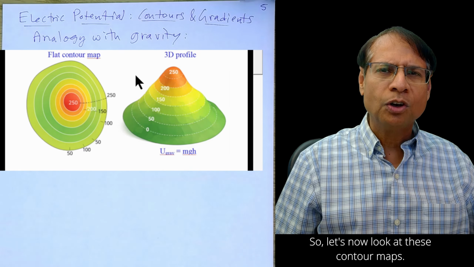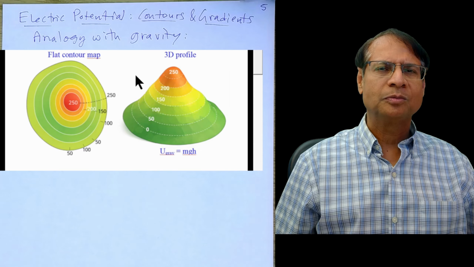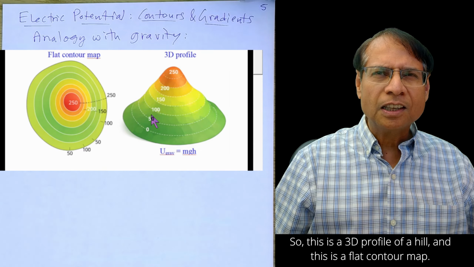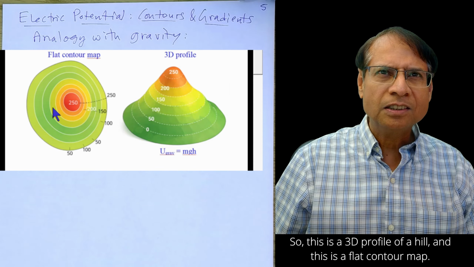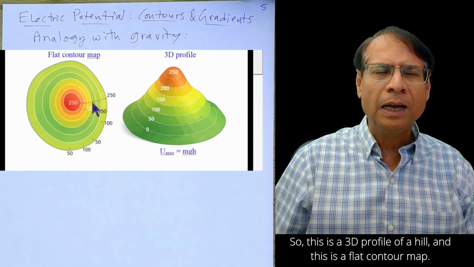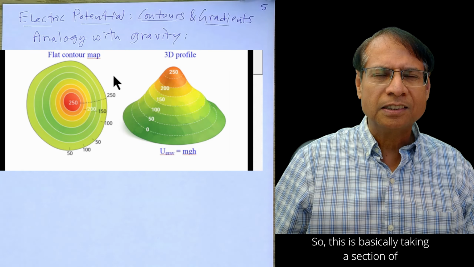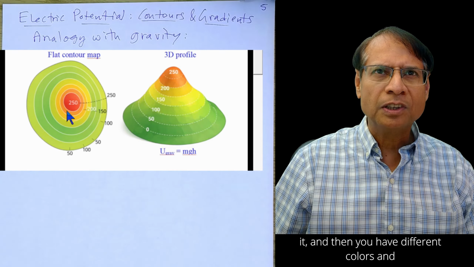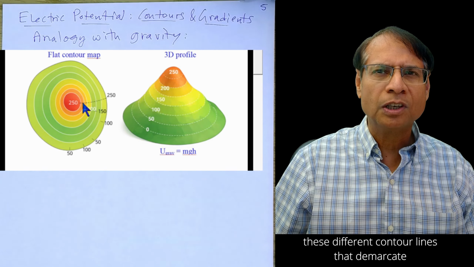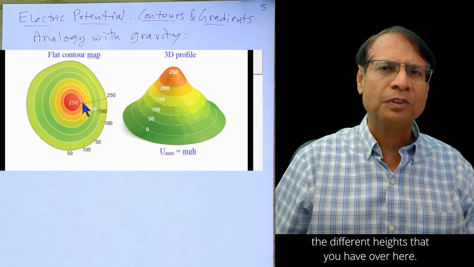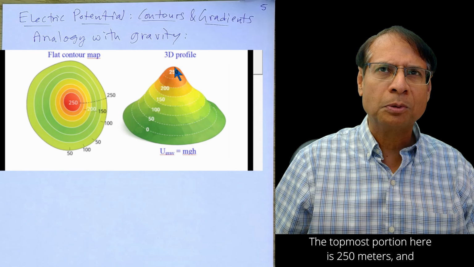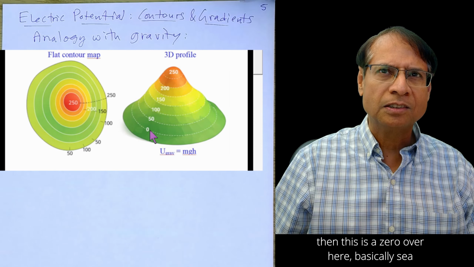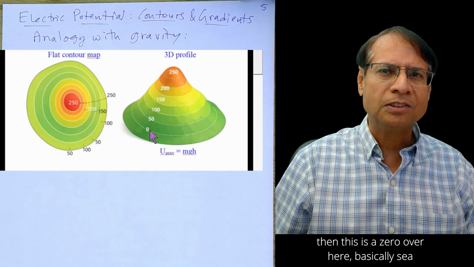So let's now look at these contour maps. This is a 3D profile of a hill, and this is a flat contour map. This is basically taking a section of it, and then you have different colors and these different contour lines that demarcate the different heights. The topmost portion here is 250 meters, and this is 0 over here, basically sea level, so to speak.